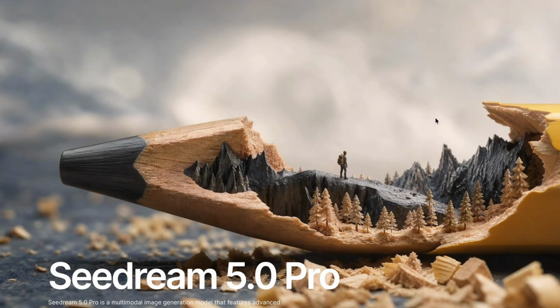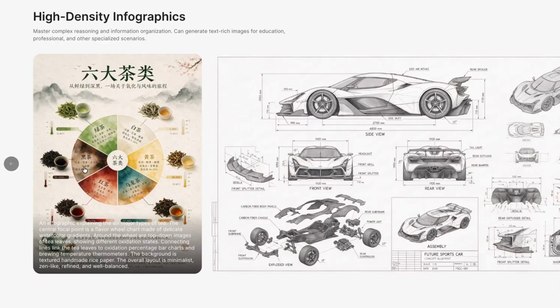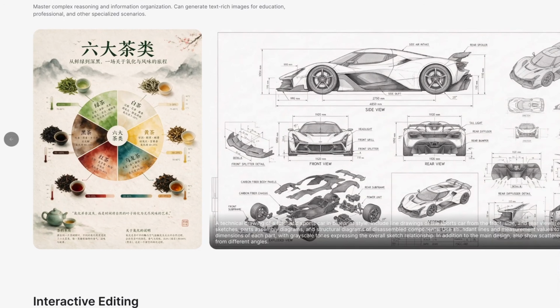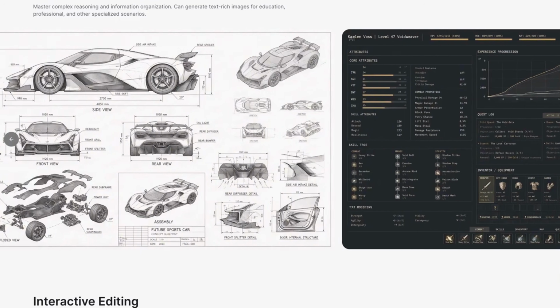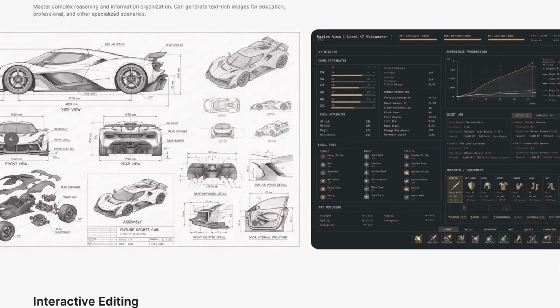This is the official page of Seedream 5 Pro. I'll leave the link in the description if you want to check it out yourself. Here, we can see some of the official examples created with Seedream 5 Pro, and if we scroll down, there are even more examples across different categories. For example, here are some infographic generations.